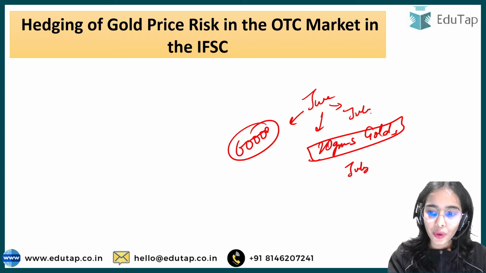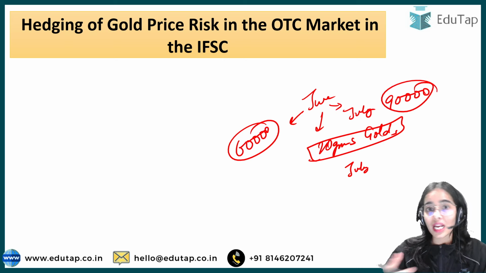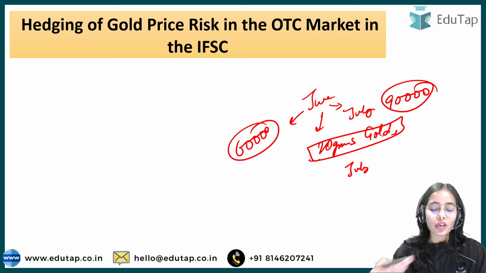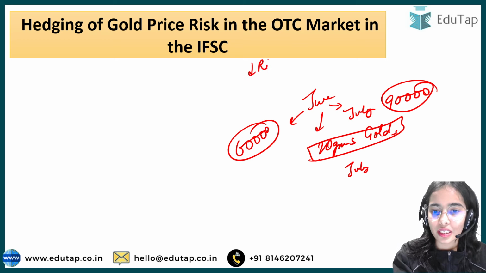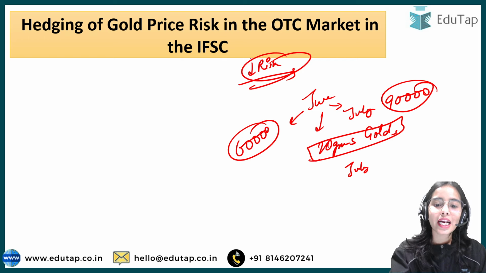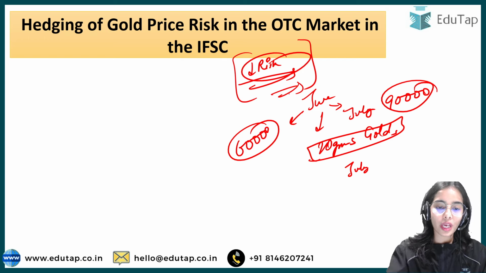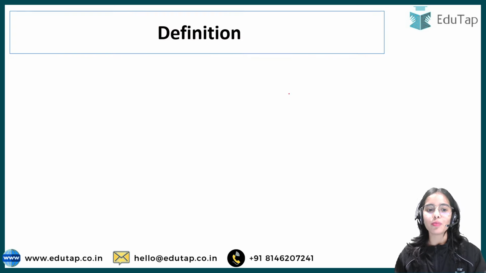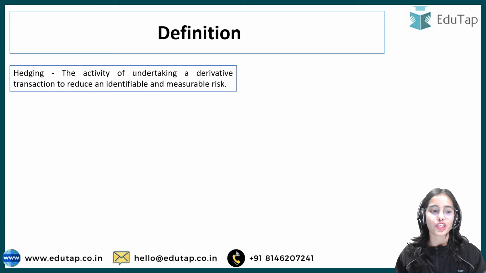In July, you are expecting that the prices are going to rise above 90,000, maybe 1 lakh, maybe 1.2 lakh. So you want to reduce your risk. That is hedging. Hedging means that you want to reduce your risk. We will understand this news article, but before that, we need to understand the definition, that is hedging.